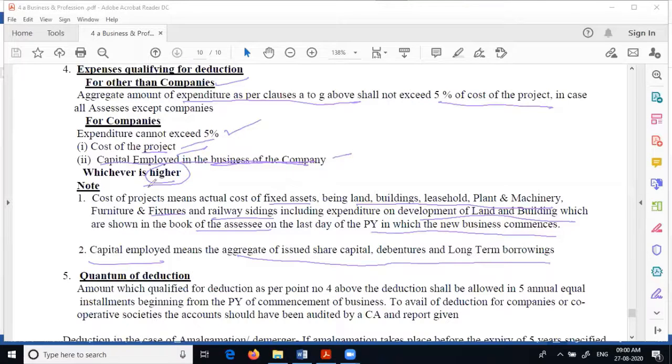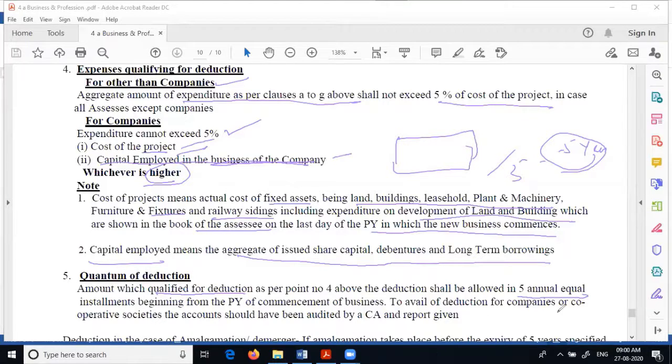Sir, all this is fine. Now, still we have not reached what the deduction is. This is only what is qualifying. Once you figure out the total amount qualifying for expenditure, then the quantum of deduction will be the qualified amount in 5 annual equal installments. That means total amount divided by 5. In 5 years, you will get that. That's the deduction. The deduction per se is very simple. Only the calculation of the amount qualified is what is going to take time. That is one thing you need to keep in mind.